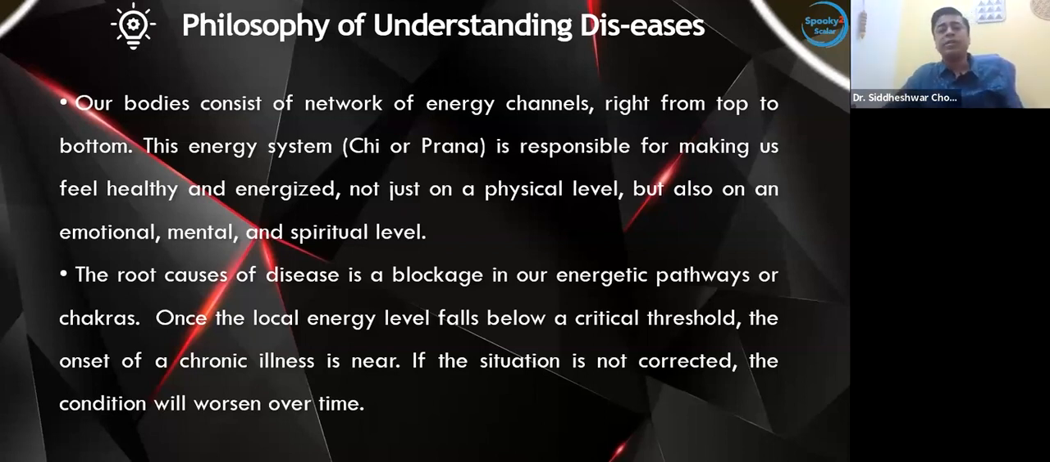These are nothing but energy vortices, and you have magnetic fields revolving in the body at specific centers, which are again connected to the different meridians in the body. And these chakras hold big secrets for us. These hold the chi. These help in the chi flow. So whenever the energetic pathways get blocked, disease appears. And once the local energy level falls below a critical threshold, the onset of a chronic disease is nearby. If the situation is not corrected, the condition worsens over time.